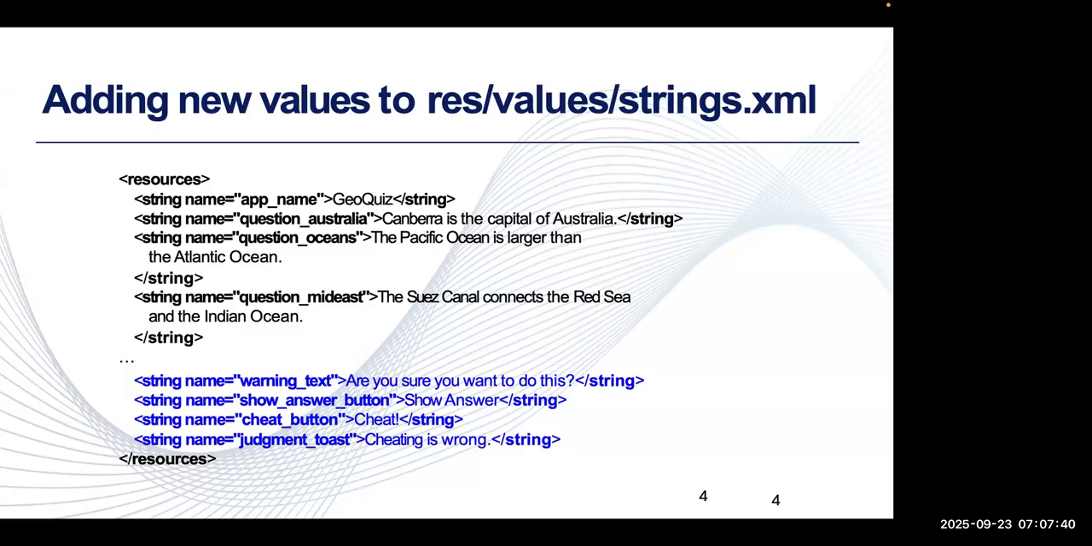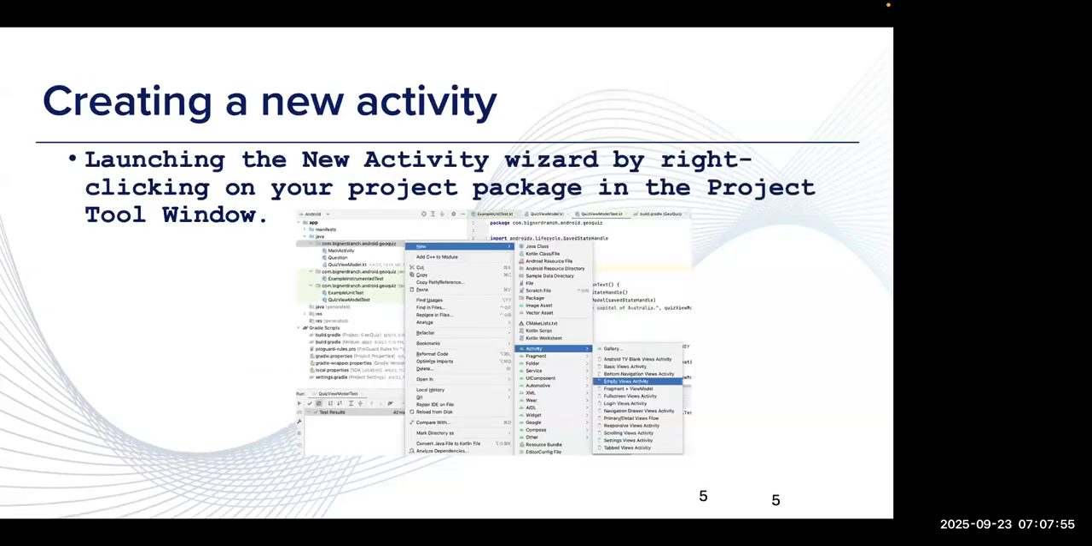All right. So then we have here string name, and then oh sorry, we're just adding new strings. So anything you see in blue text is new information that we're adding to existing files.